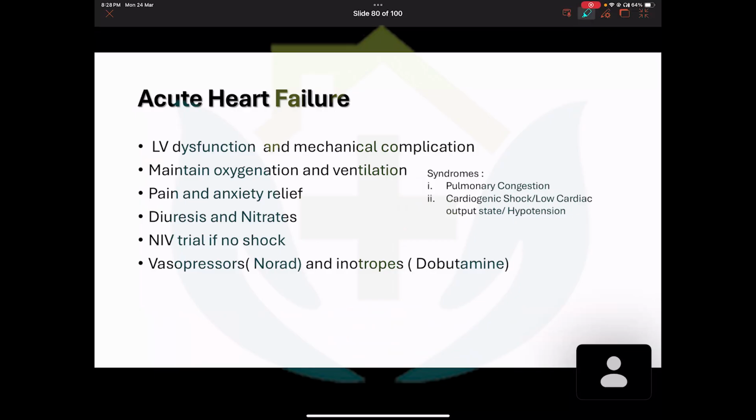If there is acute heart failure, then we can use diuresis, nitrates, NIV, or intubate. There can be symptoms of pulmonary congestion. So once again, they can give a chest X-ray or give the clinical features of edema, those types of things.